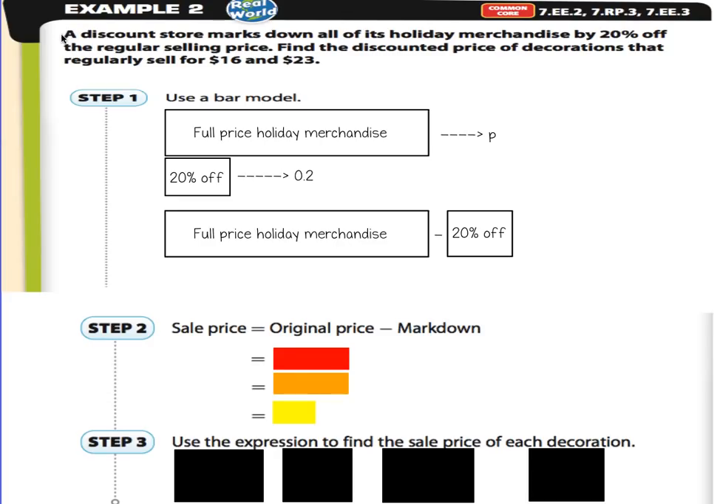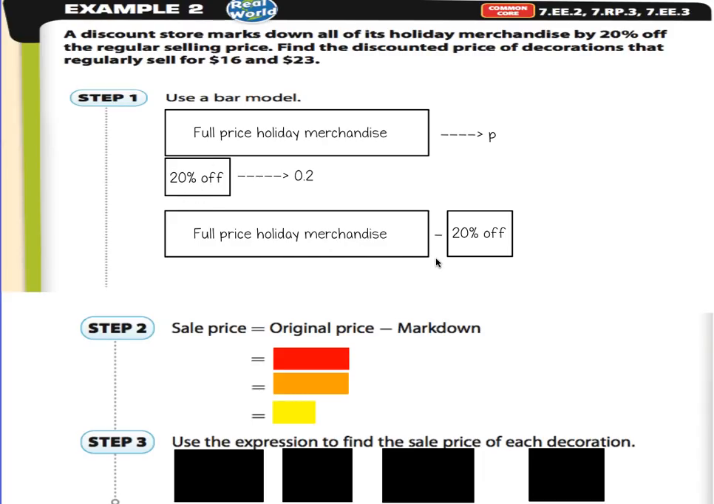All right, so here we go. A discount store marks down all of its holiday merchandise by 20% off the regular selling price. Find the discounted price of decorations that regularly sell for $16 and $23. Use a bar model. Okay, so first and foremost, we have our full price holiday merchandise that's represented by the big bar. And then the 20% off that's represented by the little bar.